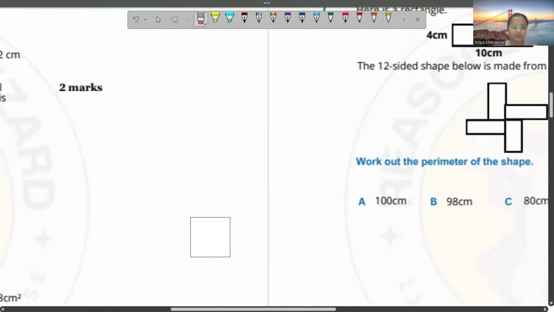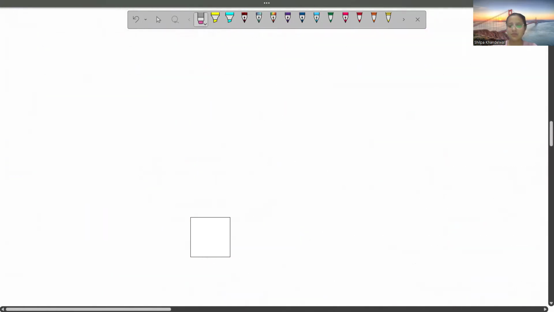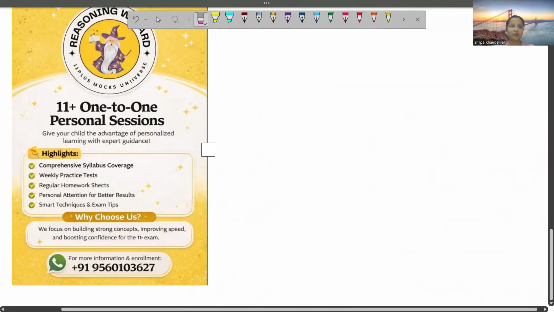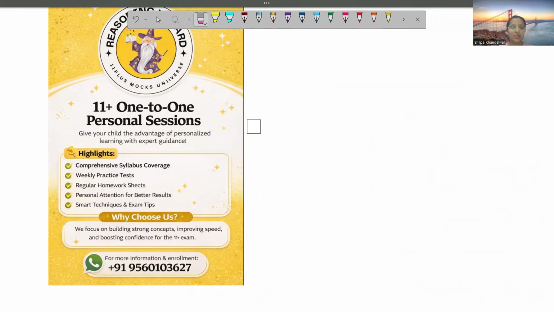Now, just give me a second. So here we go. As you can clearly see, we have solved a few questions on area and perimeter in today's class. And I hope everyone understood this really well because the concept is actually very easy, right?